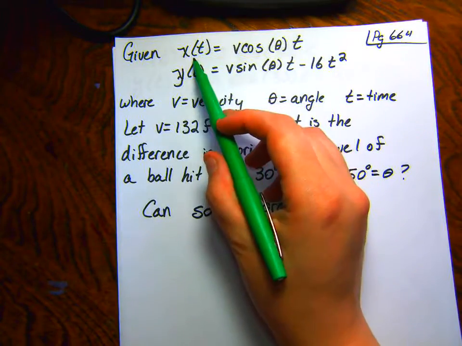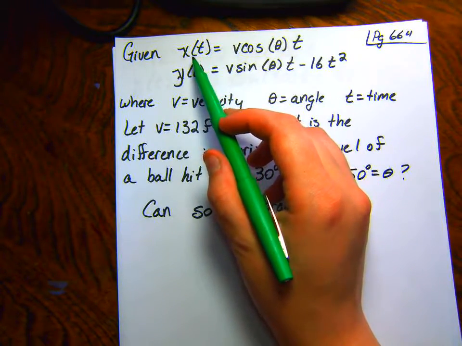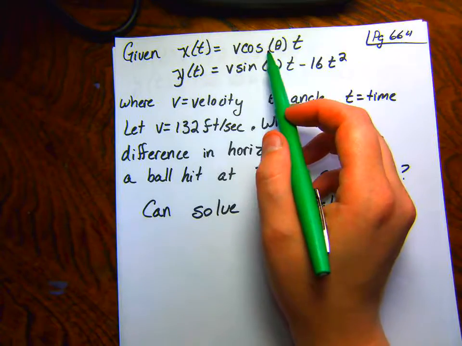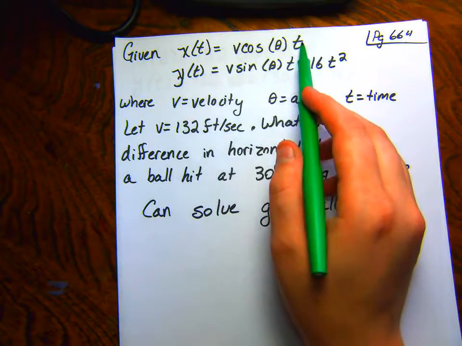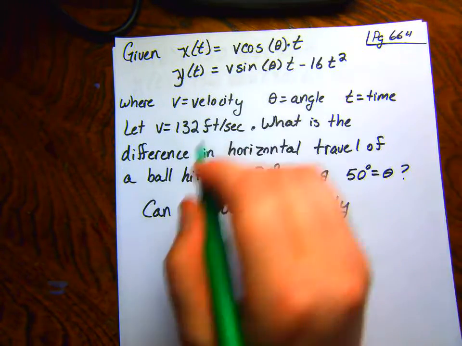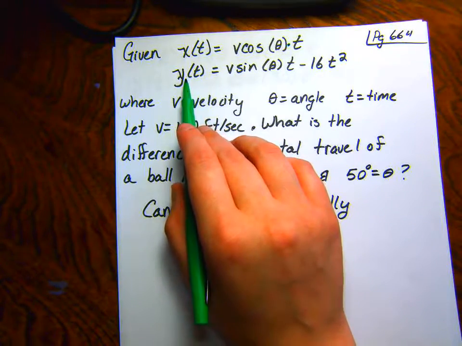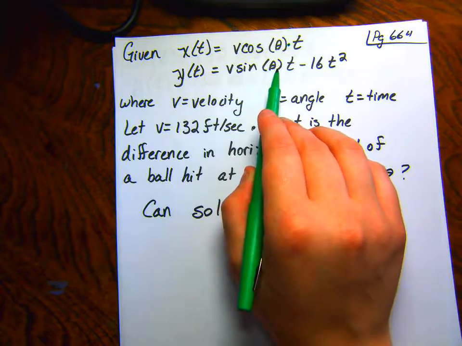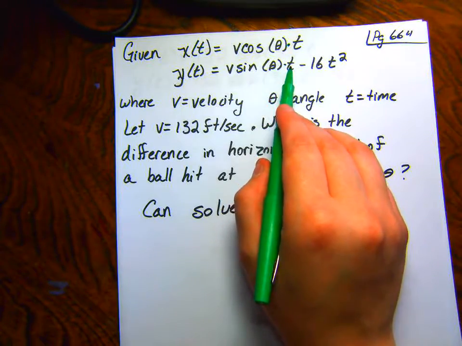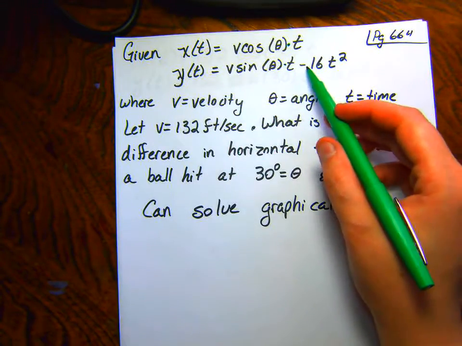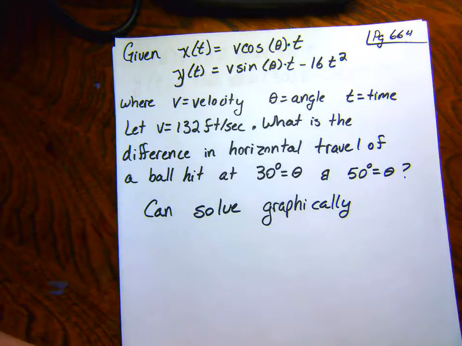So we're given the horizontal component as x equals v cosine theta times t, and our vertical component is y equals v sine of theta times t. That t is not on the inside, it's on the outside, minus 16t squared.